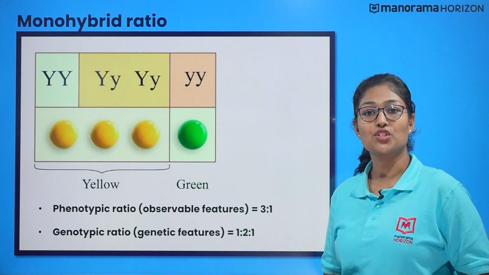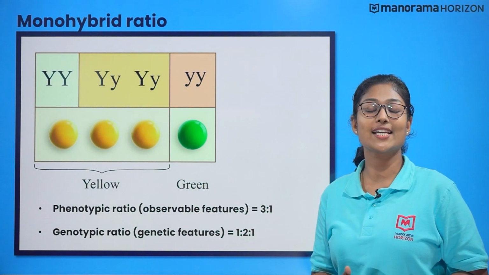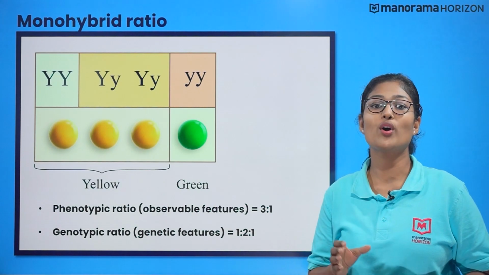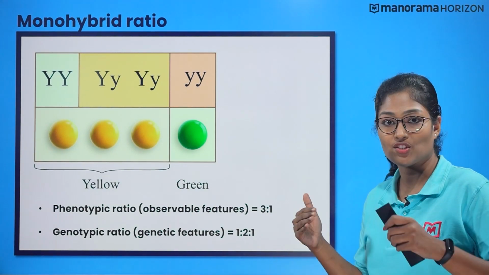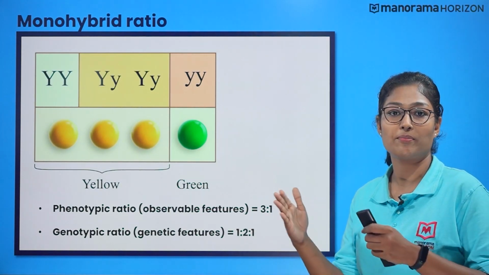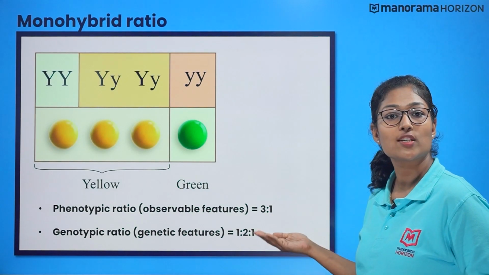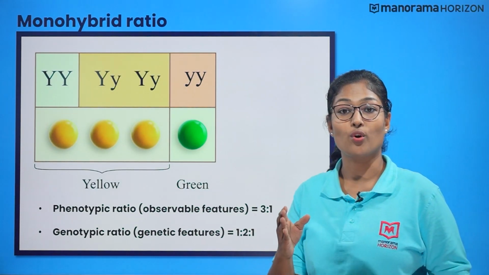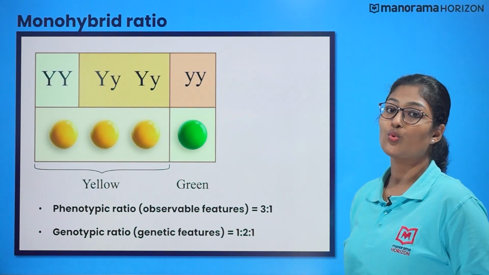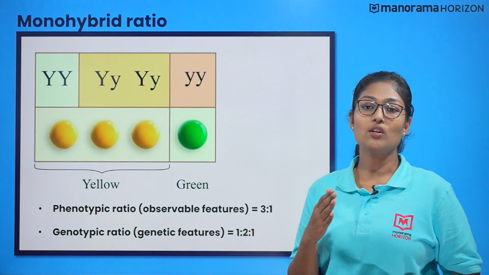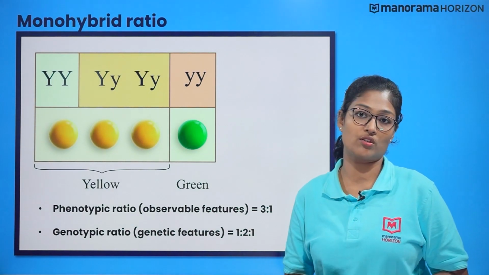The type of ratio obtained by crossing 2 different traits of a single character is known as the monohybrid ratio, which consists of phenotypic ratio as well as genotypic ratio. So first let's look at the phenotypic ratio, that is the observable features, which gives a ratio of 3:1, and the genotypic ratio, which represents the genetic feature, and the ratio is 1:2:1. You need to note that the ratios are the same for any monohybrid cross.